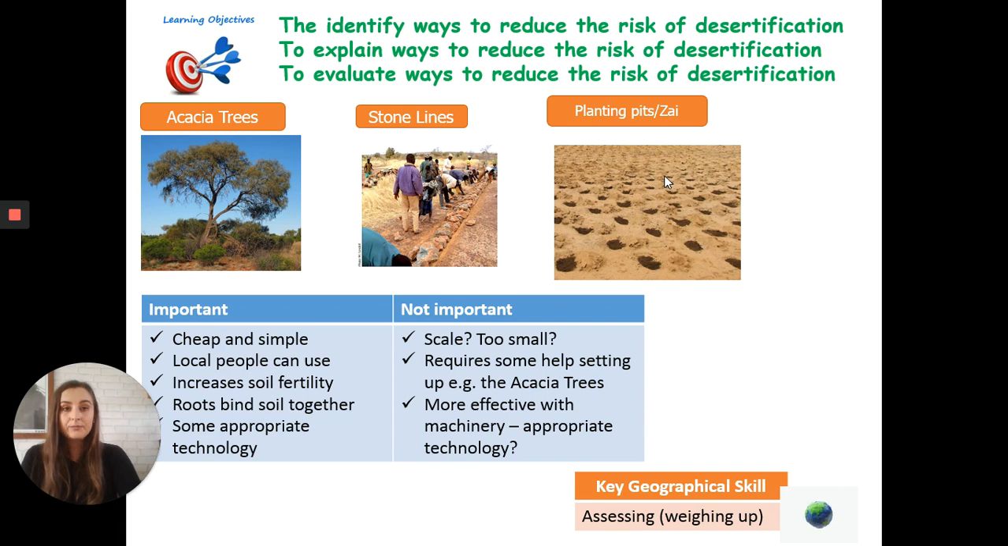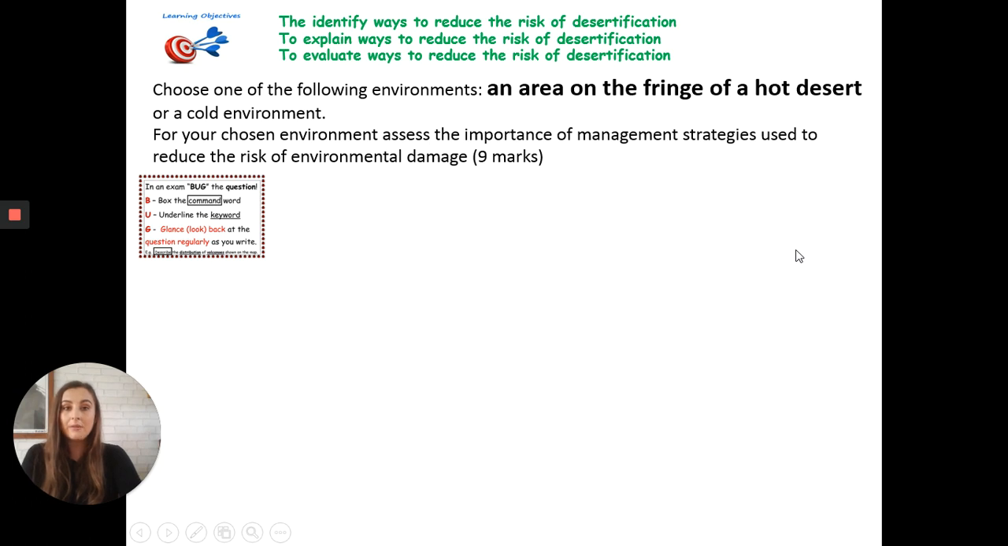Okay, so we're just going to bring everything back together and have a look at how this would appear in an exam. So this is an example of a question that could come up. Choose one of the following environments: an area on the fringe of a hot desert or a cold environment. So we always pick the hot desert. And for your chosen environment, assess the importance of management strategies used to reduce the risk of environmental damage.